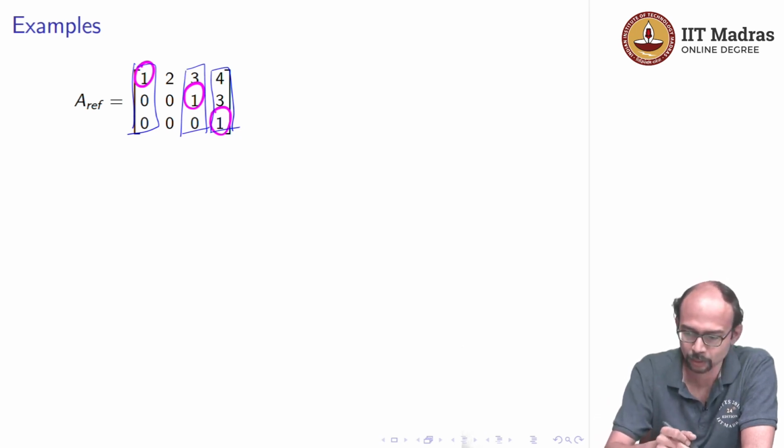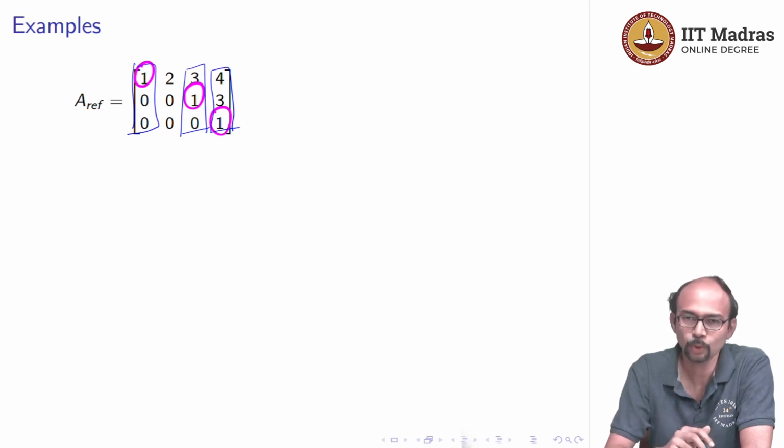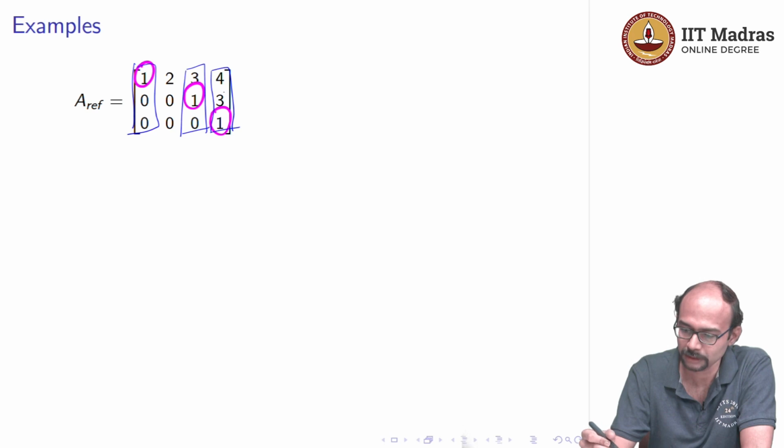Okay. So this is in reduced echelon form. So let us ask, is it in row echelon form, is it in reduced row echelon form? For it to be in reduced row echelon form, for the leading terms we have to look at the columns and ask, are all the other entries 0?